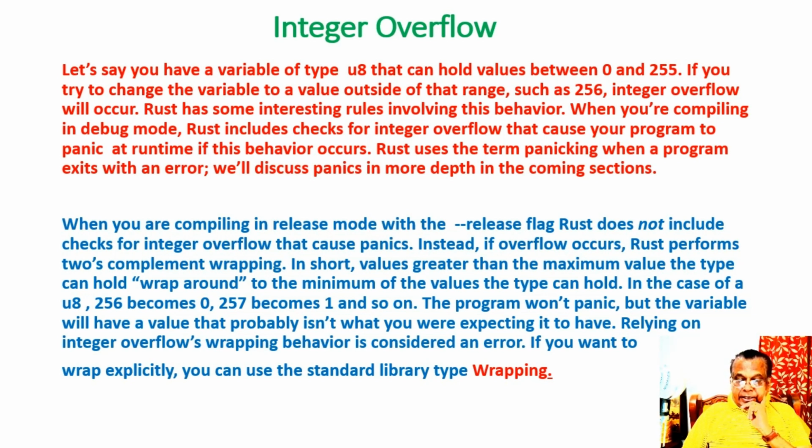In short, values greater than the maximum value the type can hold wrap around to the minimum of the values the type can hold. In the case of a u8, 256 becomes 0, 257 becomes 1, and so on.